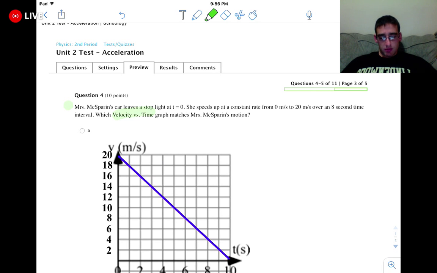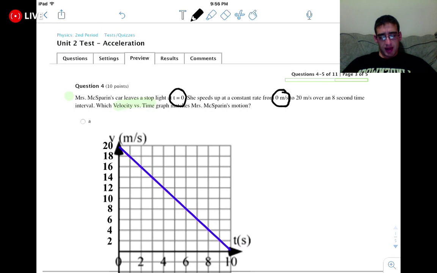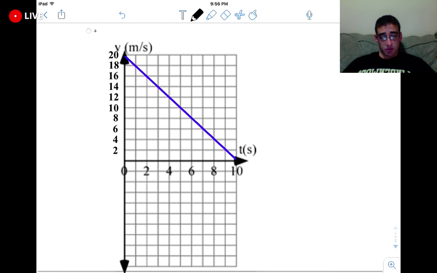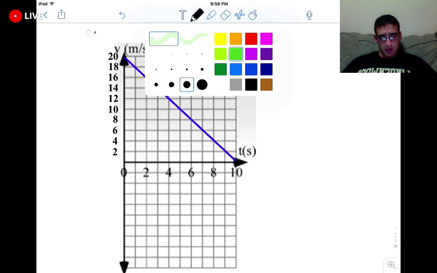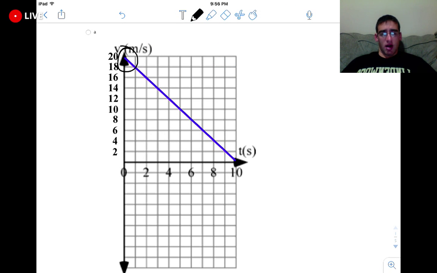So she leaves the stoplight. At the beginning, she's not moving. So she starts off at t equals 0, and she starts off at 0 meters per second. So let's go ahead and eliminate any that don't have that. Like this one here doesn't start off at 0. It starts off at 20 and then slows down. That's not what we want. Cross that out.